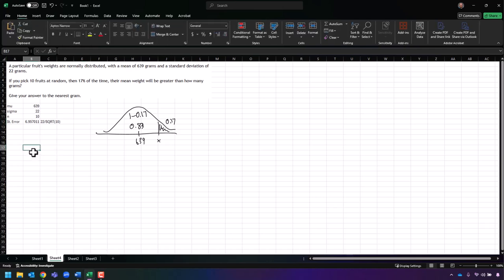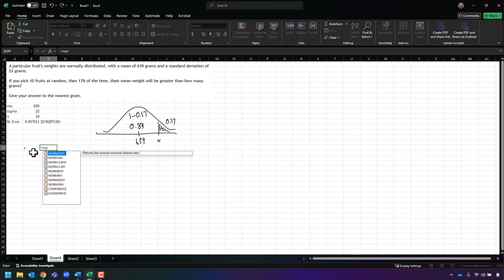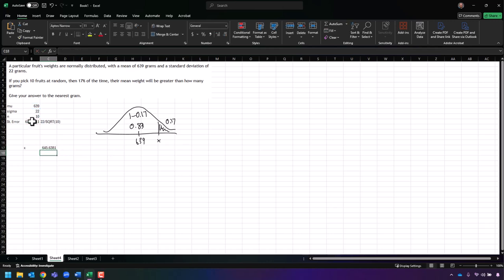So I'm looking for the cutoff value here. So it will be a normal inverse. I've got 0.83, I've got the mean and the standard error, and close it up. To the nearest gram, 645.6, so 646 grams.